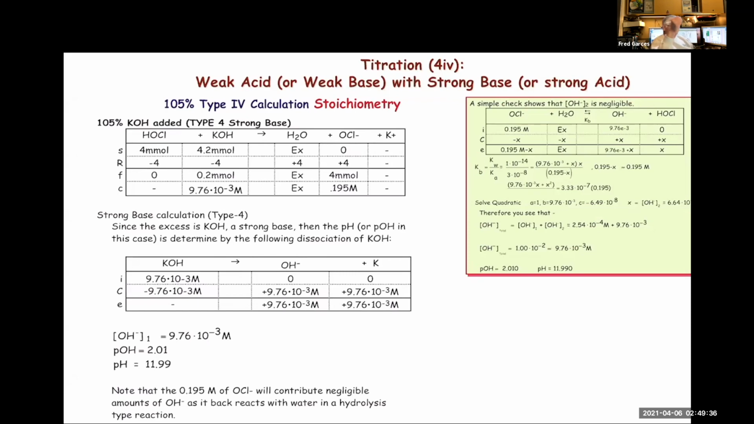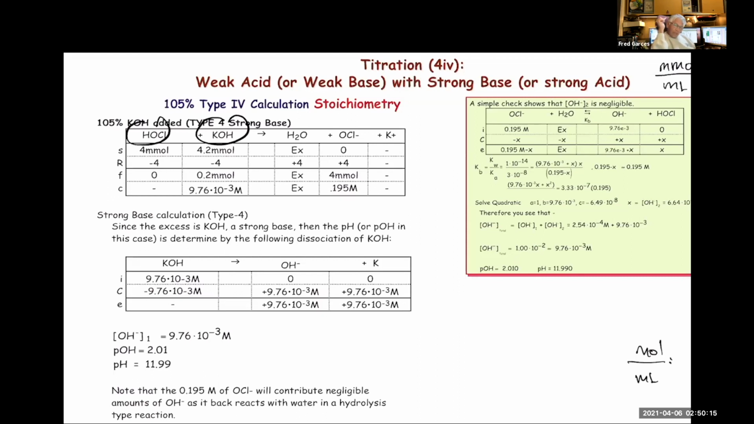So I'm at 105%. Here's my potassium hydroxide. This is my acid. I add 4.2 millimoles. Why am I using millimoles? Because a millimole is 10 to the minus 3 moles, and if you divide it by a milliliter, you've got molarity. So in acid-base chemistry, what we do is we just work with millimoles. It makes life so much easier.